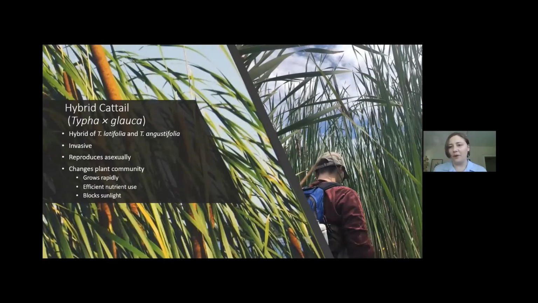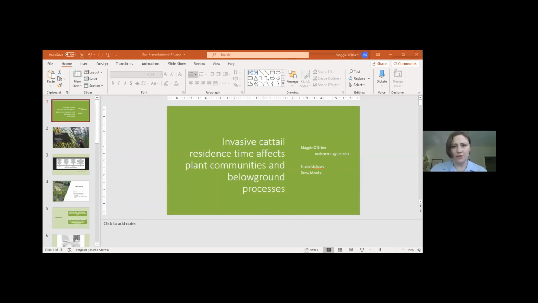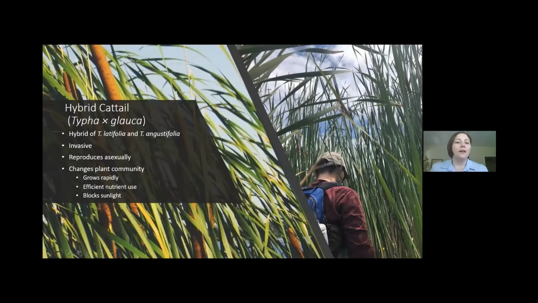Since we're all wetland scientists here, a lot of you are probably familiar with cattail at least. Typha x glauca is a hybrid of native Typha latifolia and non-native Typha angustifolia, and it becomes much more aggressive than either of its parent species. It can shade out other plants, and because of its efficient nutrient use, it quickly becomes a monoculture in Great Lakes coastal wetlands specifically.